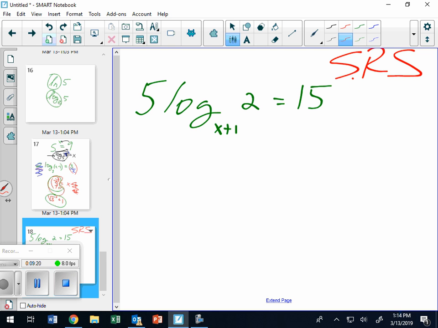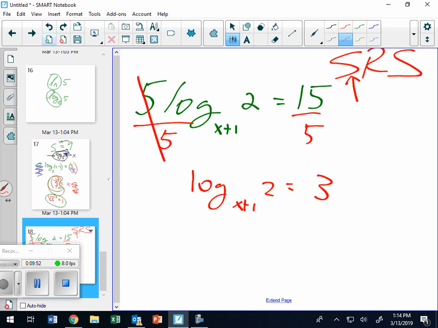And simplify can happen anytime, but the sooner the better. If you notice something to simplify sooner, it's easier. So simplify it, rewrite it, maybe even simplify it again, and then solve it, meaning get x alone. So first step, what do you think? Divide by 5 on both sides, it's a little simpler. Log base x plus 1 of 2 equals 3.